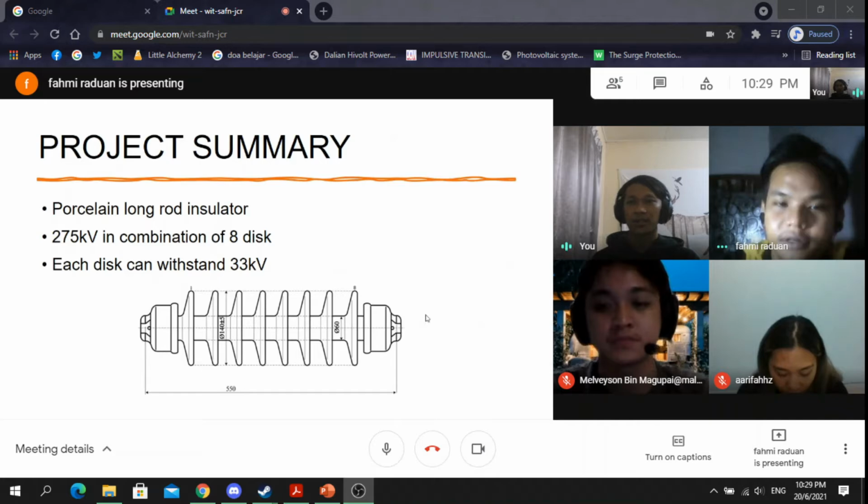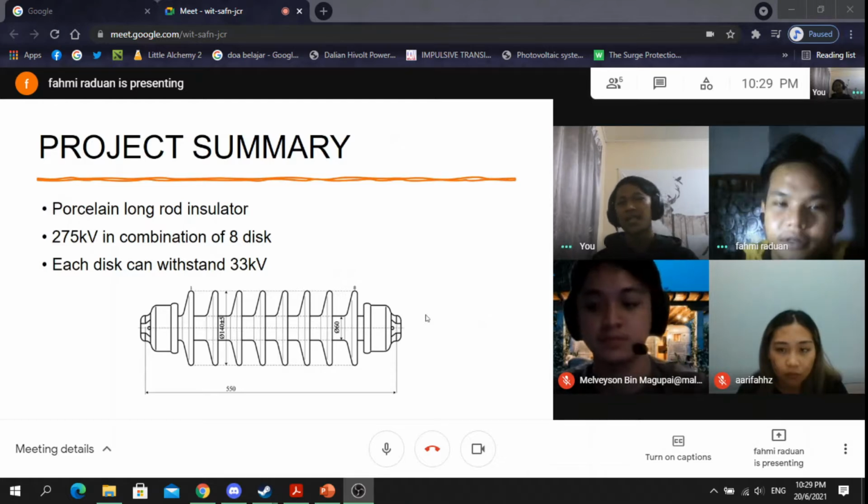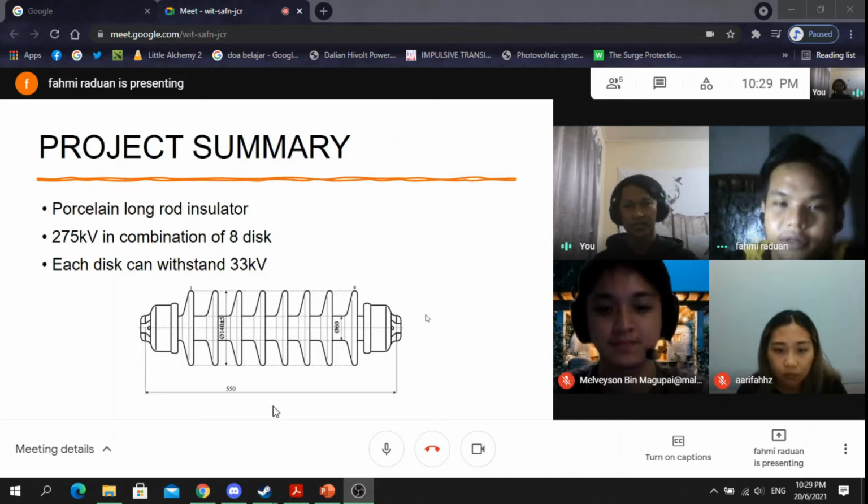So our project summary is using porcelain rod insulator with 275 kilovolt in combination of this. Each disc can withstand 33 kilovolt. So this is our design.